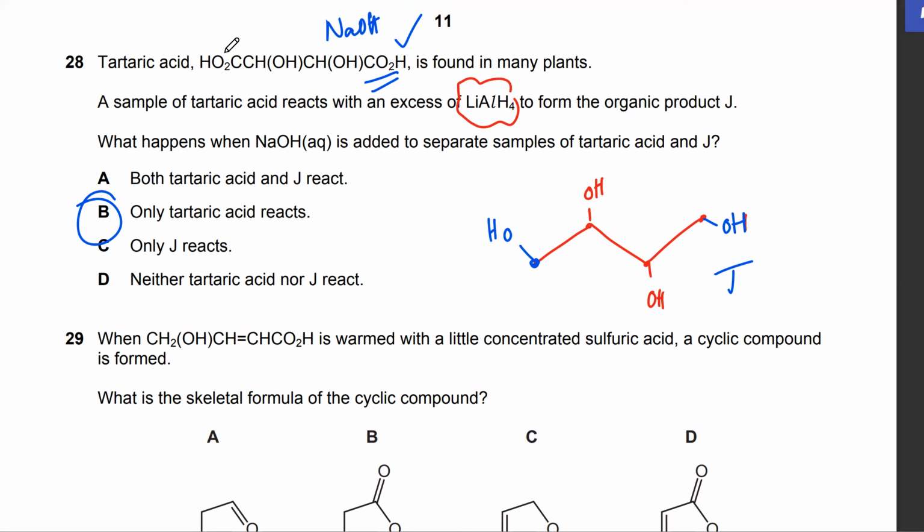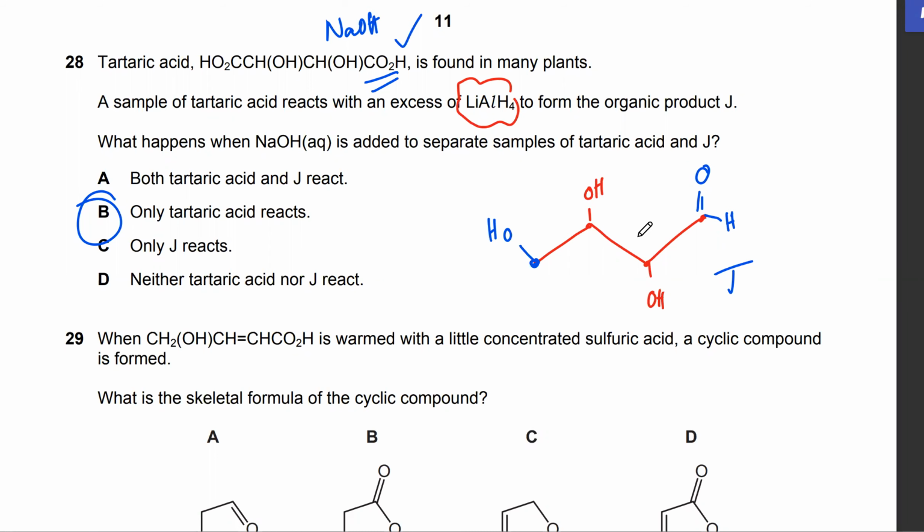Sir, so aldehydes oxidize to give carboxylic acid, right? Yeah. So if carboxylic acid is reduced, shouldn't it give aldehyde first? It should give aldehydes first, but he's using excess. So let's assume that it did not turn into an alcohol. It turned into an aldehyde. Even then, it's still not going to react with NaOH because aldehydes are not acidic.